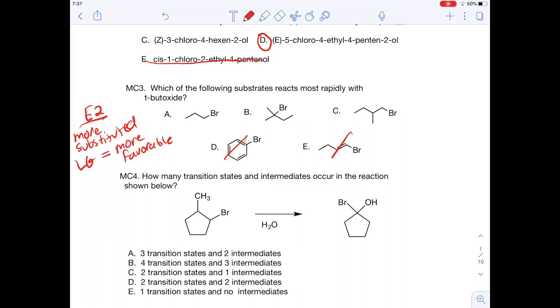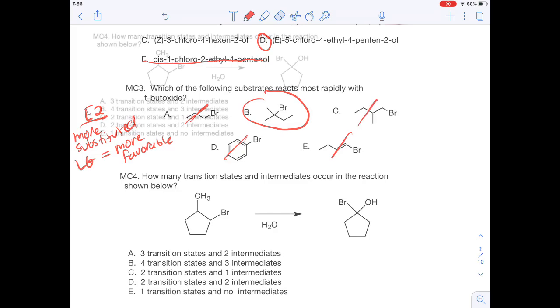And now we're going to be comparing A, B, and C. So knowing that E2 has the same favorable substrates as SN2, we're going to want to look for the more substituted option. And A is a primary one, so that's not going to be it. C is secondary, so that's okay. But B is tertiary, so B is going to be the right answer for multiple choice 3.